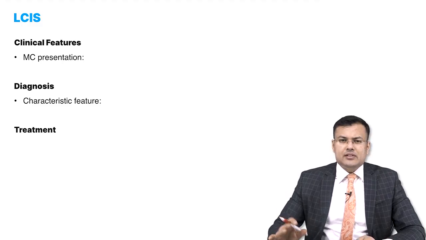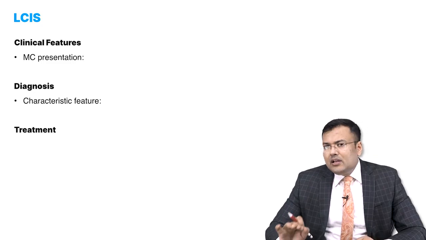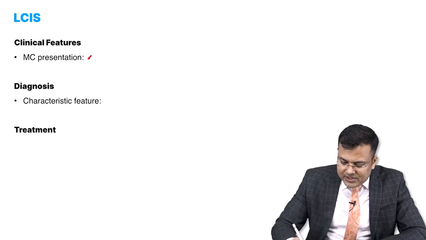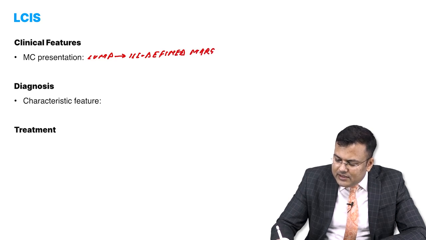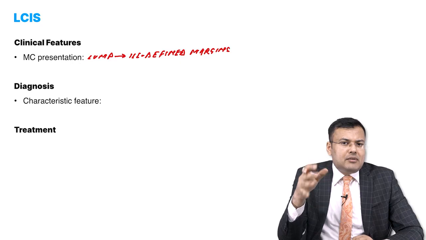Coming to the clinical features, what is the most common presentation? These patients are having a lump, but here the lump is having ill-defined margins. Clear? We discussed just now DCIS, and on mammography, what kind of calcification was there?